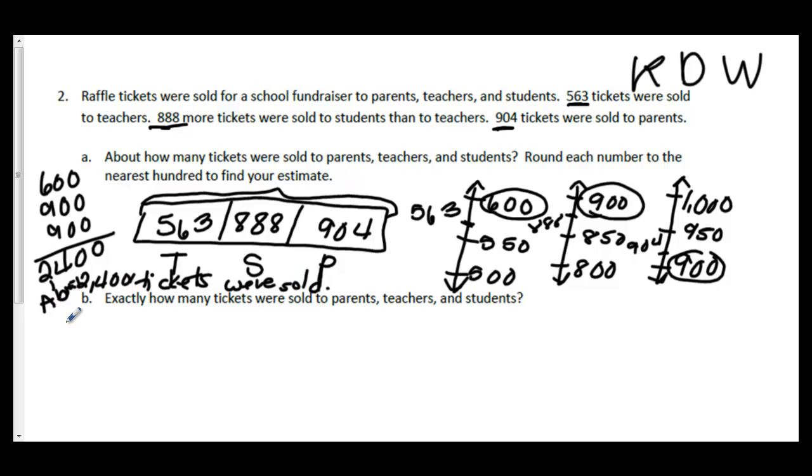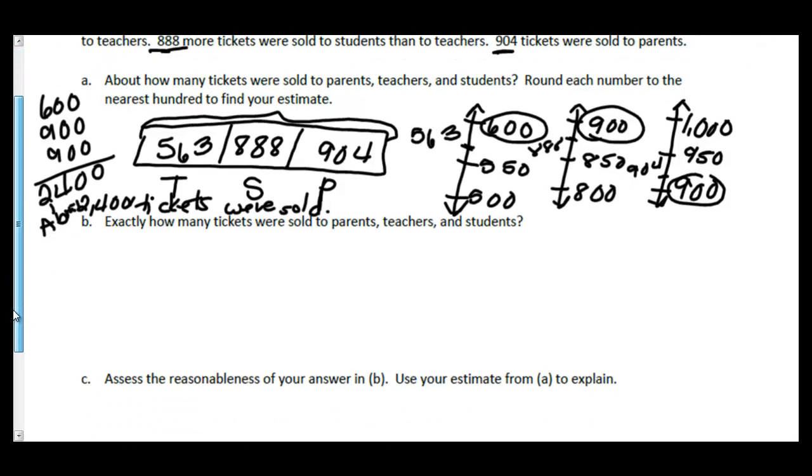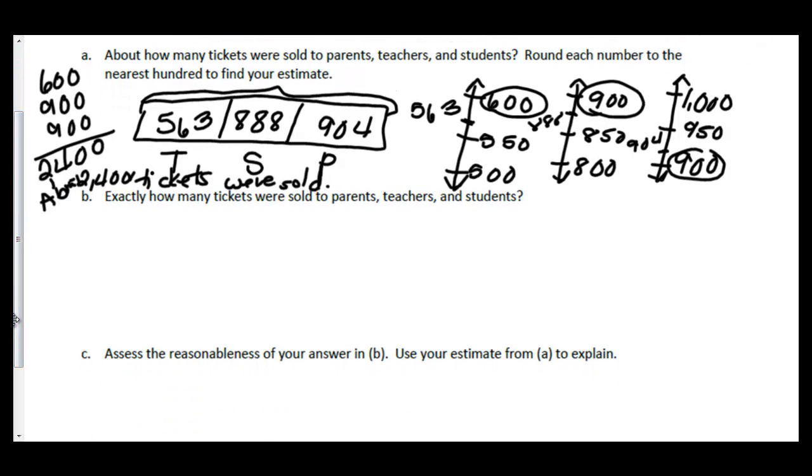All right. Now, just like last time, the next thing that we're going to do is we're going to tell exactly how many tickets were sold. Again, I don't have to redraw all this. It's the same problem. I already know what the model is. I'm still going to add, only this time I'm going to add the actual answers. So I'm going to come back up here and I'm going to have 563, 888, 904. I'm going to go ahead and add all three of these numbers together, but you could separate this problem and add these two together and then add the answer to that or the sum to 904. I'm going to go ahead and add all three of them together.